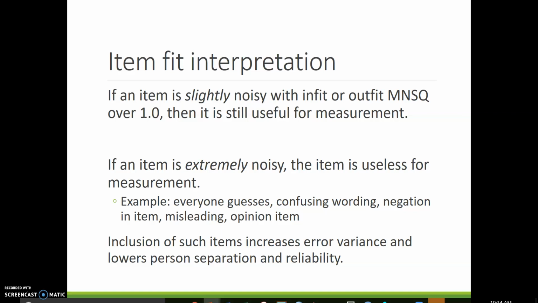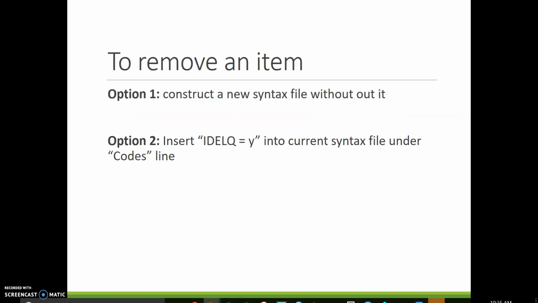On the other hand, if it's over 1 and slightly noisy, it's still really useful. If it's over 1.5, then it gets extremely noisy. We've even seen these at like 7 or 8. That's really, really noisy. It's hard to use. It's basically useless. This could be that everyone's guessing. It could be that the item is confusing. It could be negation in an item, or it's double-barreled. It could be a misleading item, or it could be just an opinion and not necessarily measuring the construct very well. So we want to get rid of these because they can lower person separation and reliability.